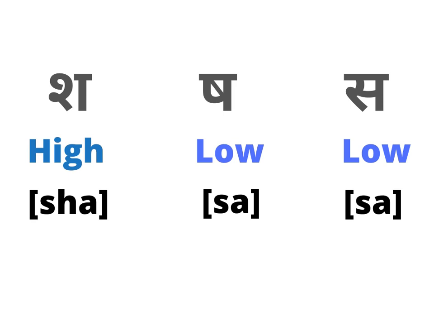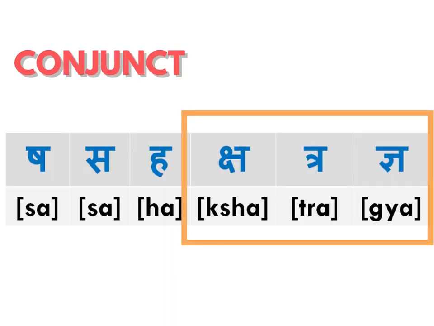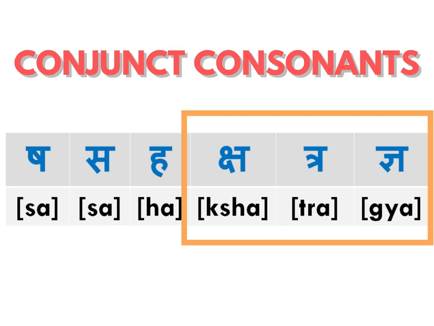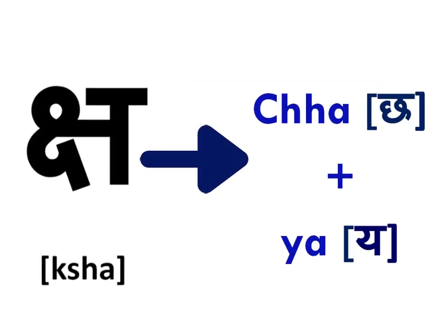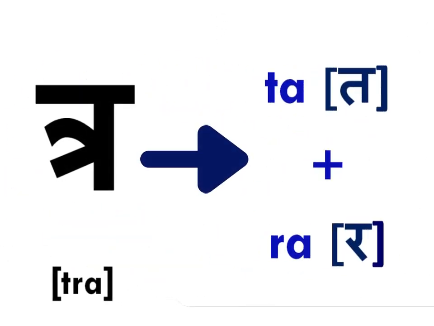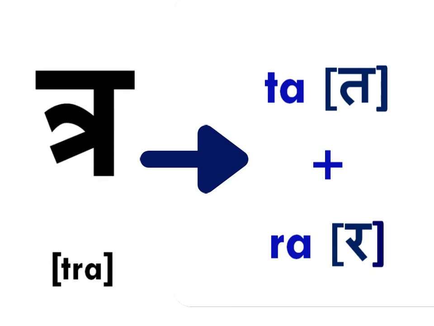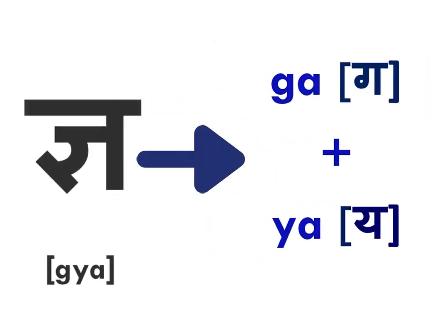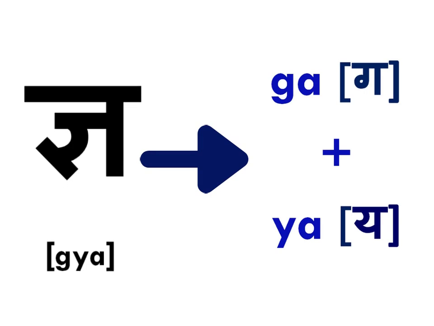Now let's discuss conjunct consonants. The last three letters of row 7, Chha, Tra and Gya, are also called conjunct consonants because each of these letters is formed from conjoining two different consonant letters. Now let's discuss. Chha is formed from Ka plus Sha. Tra is formed from Ta plus Ra, and Gya is formed from Ga plus Ya.